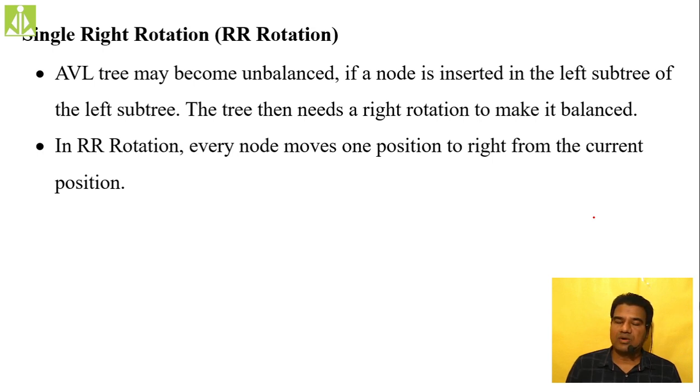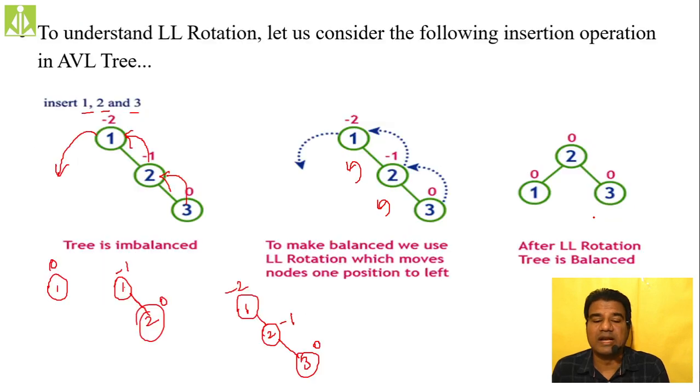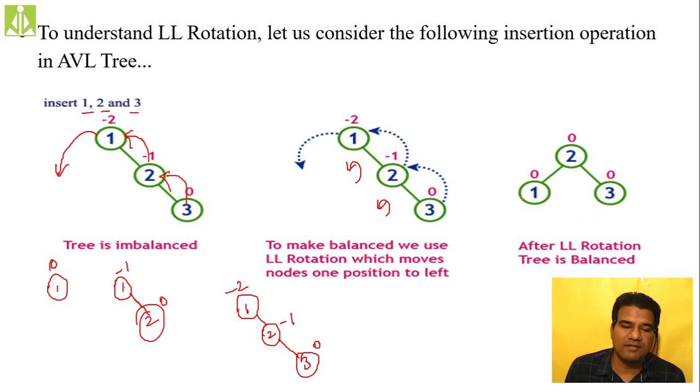Okay, so in RR rotation, we move every node one position to the right from the current position. We have to move whatever nodes are involved in that balance factor calculation. Because of that, first we have to note down the critical node. I forgot to mention that one. Critical node is where exactly the balance factor is imbalanced. So over here, when we did the insertion, because of this 3 insertion, whatever 3 we have inserted into the, where is my cursor?